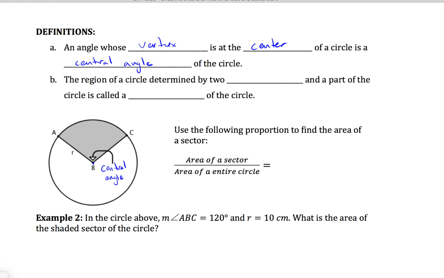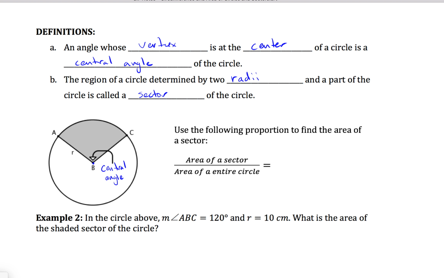The region of a circle that's determined by two radii, remember radii is the plural form of radius, and a part of the circle is called a sector of the circle. If you think of the circle like the whole pie or a whole pizza, a sector of the circle is kind of like a slice of that pizza or a slice of that pie.